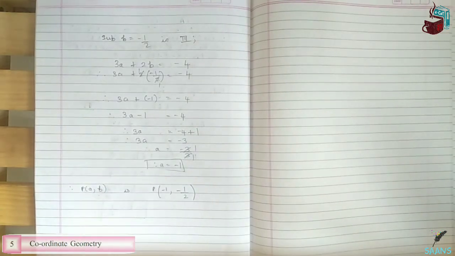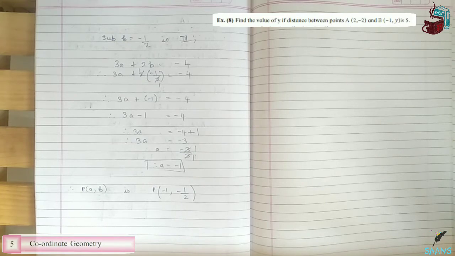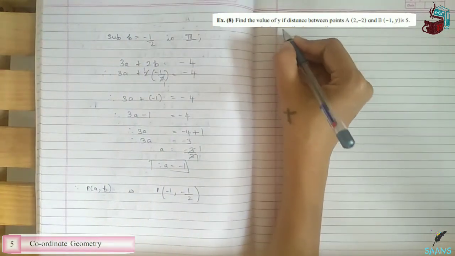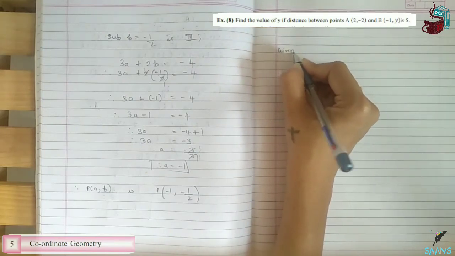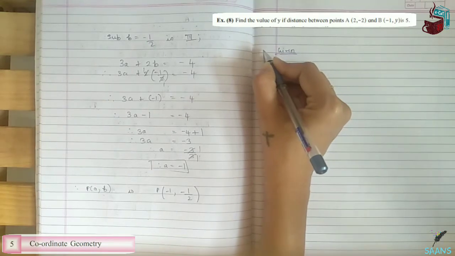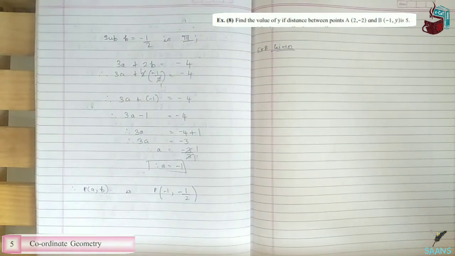Now, I'm continuing with example 8, okay, on page number 107. Example 8 on page 107. Find the value of y if distance between A and B is 5. Okay, so they are saying that, given, very important and nice sum this is. This is example 8. A similar sum is there that I will tell you all which one.